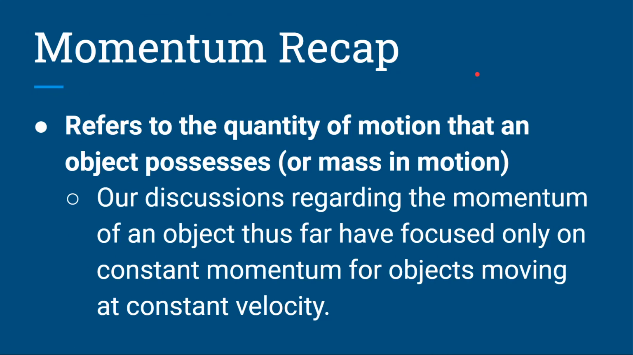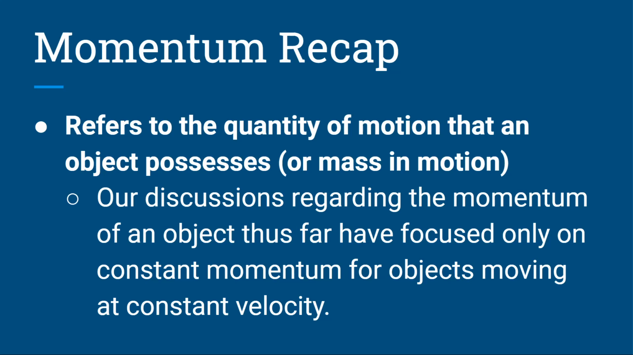All right, so before we talk about impulse, we need to quickly remember back to momentum. I'm on slide 83. Momentum refers to the quantity of motion that an object possesses, or mass in motion was the shortened definition. Thus far, our discussions regarding momentum have focused only on constant momentum for objects moving at constant velocity. So you had scenarios where you had a ball rolling at a constant speed of 3 meters per second, that ball had a mass of 2 kilograms, and you had to find its momentum.